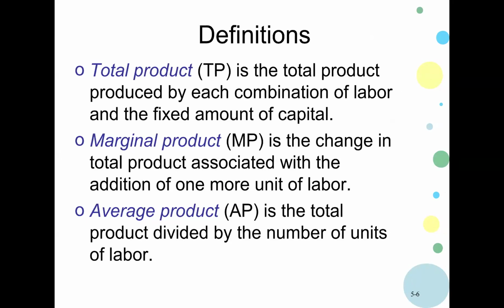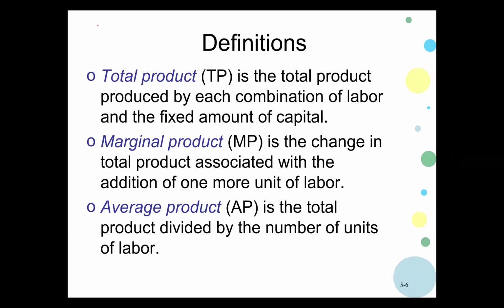The total product is basically the total output produced by each combination of labor and a fixed amount of capital. Remember, this is the total product, the output. It is a result of those units that you have combined. Function meaning as a result of, or is influenced by. Remember, capital is fixed, then labor is varying at this point. This is in the short run.